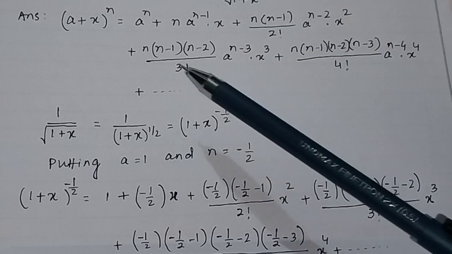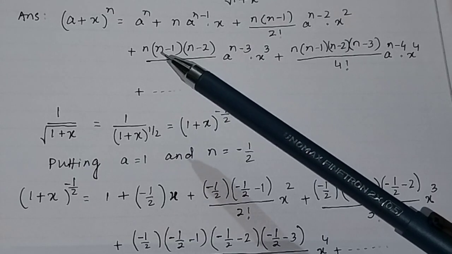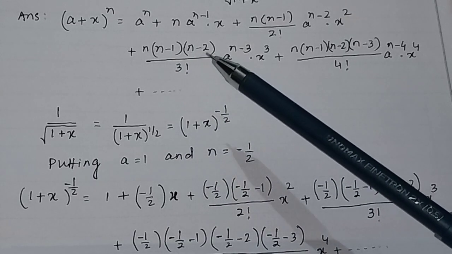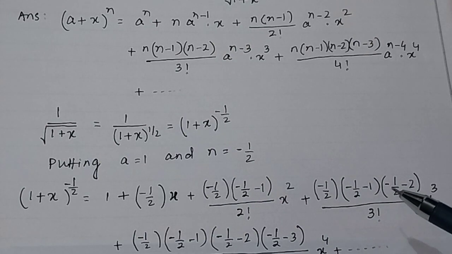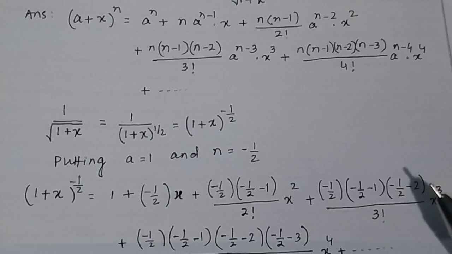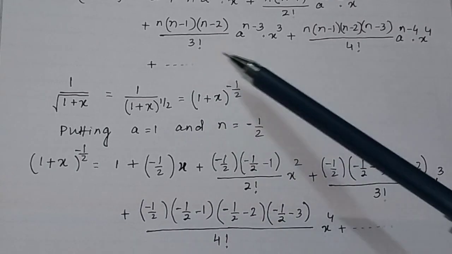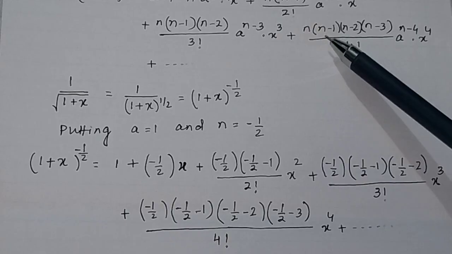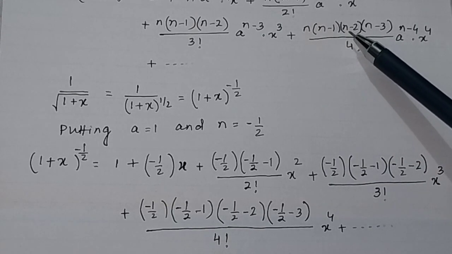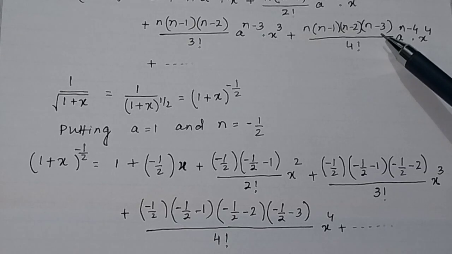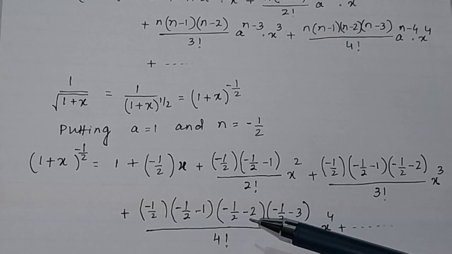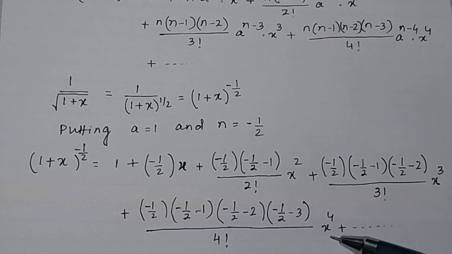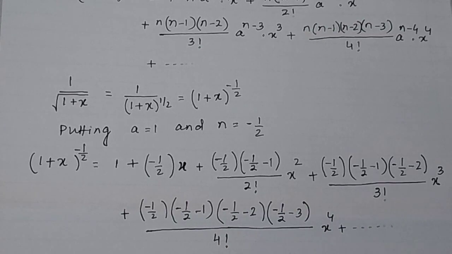Similarly, the fourth term will be equal to minus half into minus half minus 1 into minus half minus 2 divided by factorial 3 into x cube. Similarly, the fifth term will be equal to minus half into minus half minus 1, then minus half minus 2, minus half minus 3, then x to the power 4 divided by factorial 4.